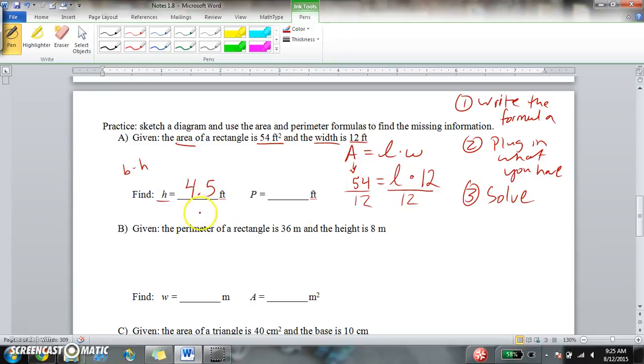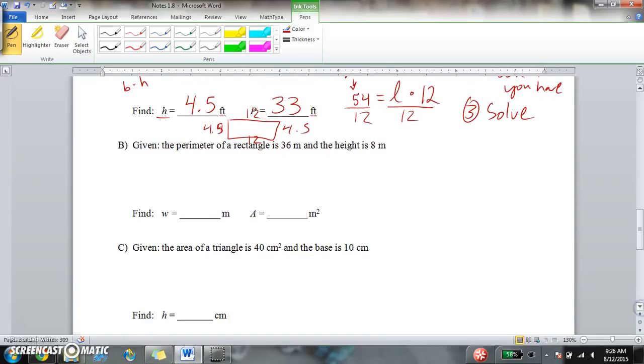Perimeter, now that we know this, if we drew this out, we've got 4.5, 4.5, and then our width was 12, so 12 and 12. If we added all that up, we would get 33 for our perimeter. Next one, perimeter of a rectangle is 36, and the height is 8.